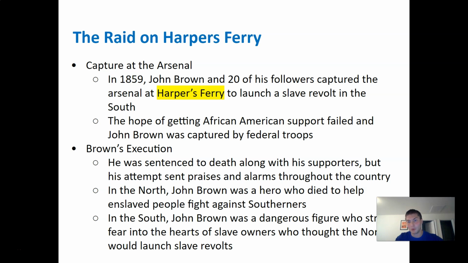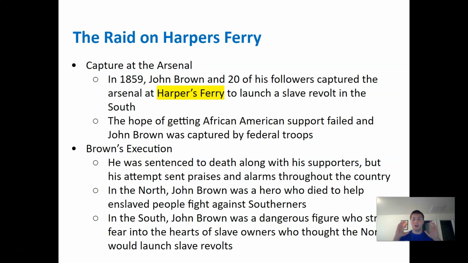Unfortunately, it doesn't pull through. The news of this doesn't get out, and it doesn't really reach a lot of the ears of enslaved peoples. So unfortunately, John Brown is going to lose that fight at Harper's Ferry. He's going to be caught and subdued by federal troops. He's going to be put on trial and executed for treason. But his act is going to resonate throughout the South.